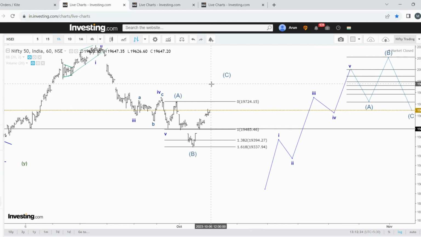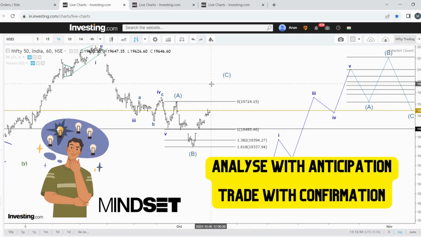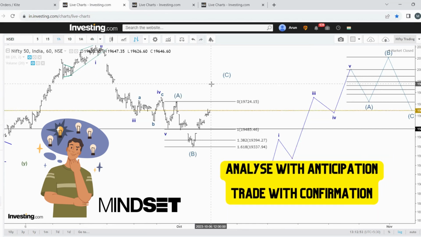We need to slightly adjust our mindset. While analyzing a chart, have an anticipation. Yes, that's the right thing to do. But while trading, have some confirmation on price action. So that's all I want to say. Analyze with anticipation, trade with confirmation.